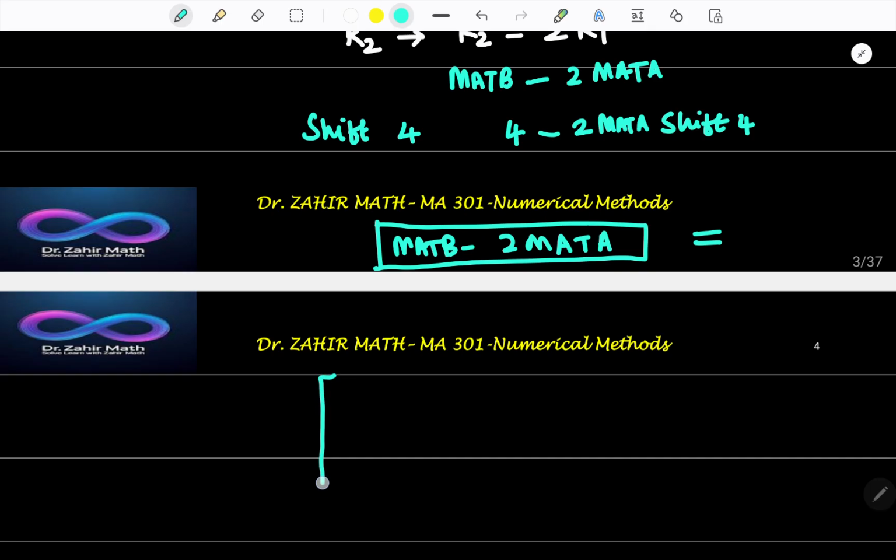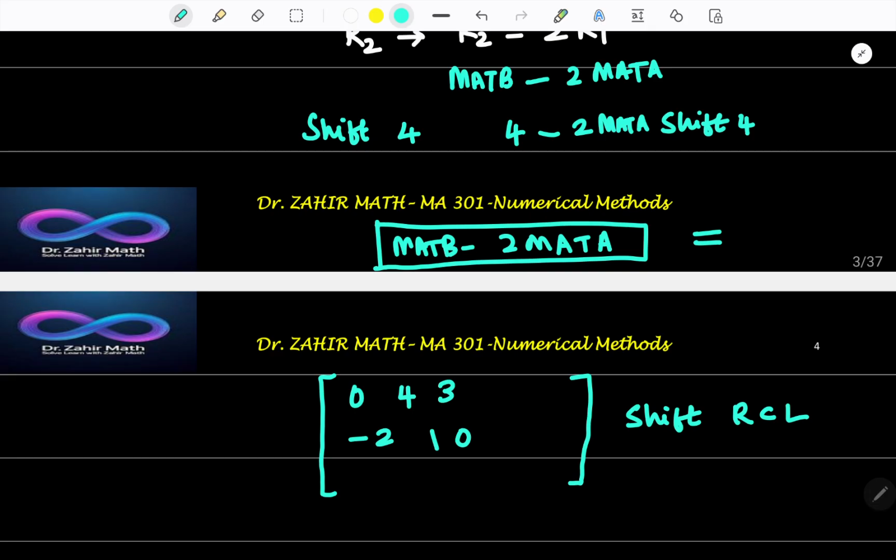You will get a matrix like this. What is the matrix you will get? You will get 0, 4, 3 and then minus 2, 1, 0. And then press Shift. Press what? Shift, Shift RCL.